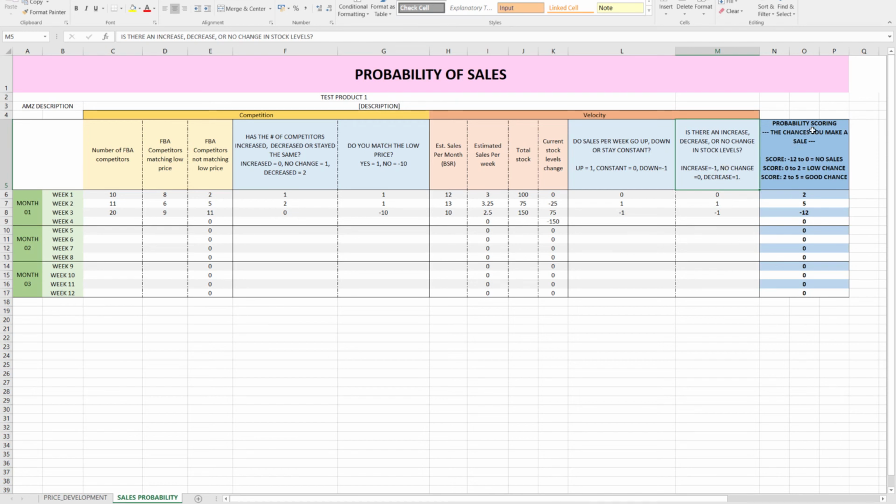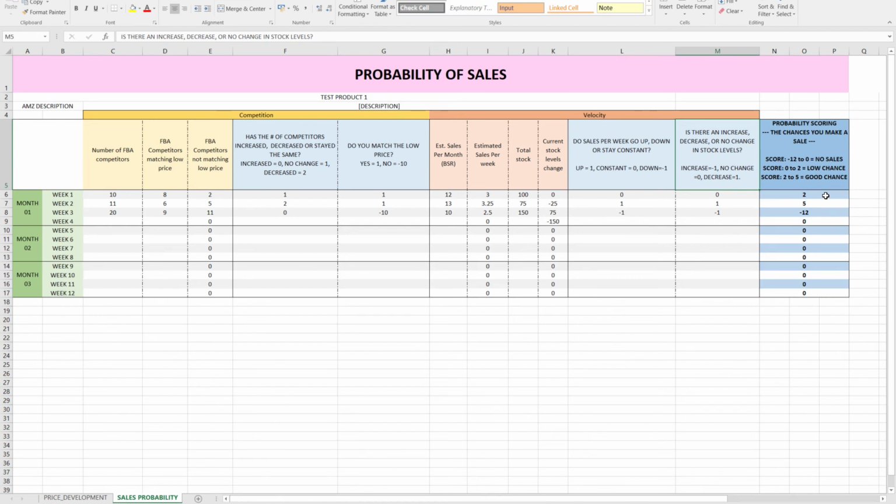So at the end of this rating, at the end of this sheet, basically, you have a probability scoring, which is the chances you make a sale that week, right? And I've made a scoring here. So -12 to 0 is no sales, 0 to 2 is a low chance of sales, and a score from 2 to 5 is a good chance that you will sell, right?